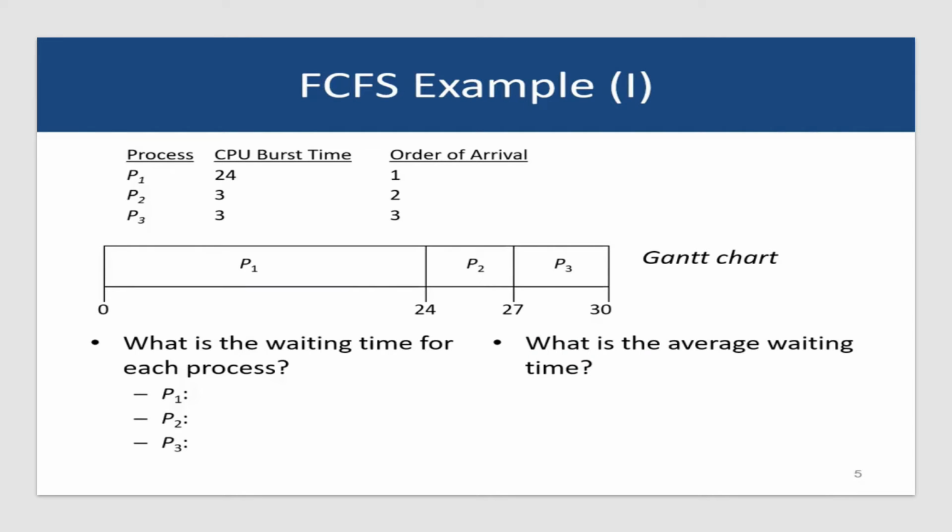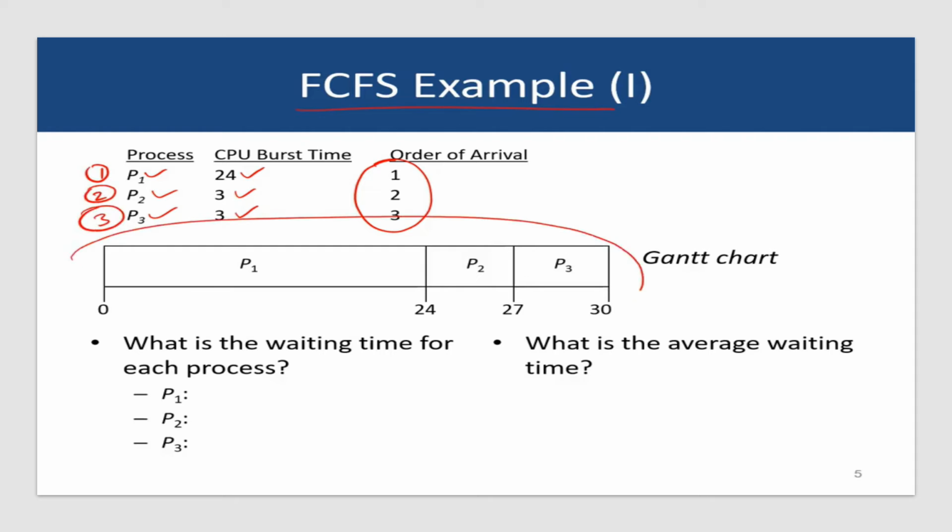Let's walk through this example to better understand FCFS scheduling. Let's assume we have these three processes P1, P2 and P3 entering our ready queue. Let's assume that P1 requires 24 milliseconds to execute, P2 and P3 both require 3 milliseconds to execute, and this is the order in which they entered the ready queue, right? So basically P1 entered first, followed by P2, followed by P3.